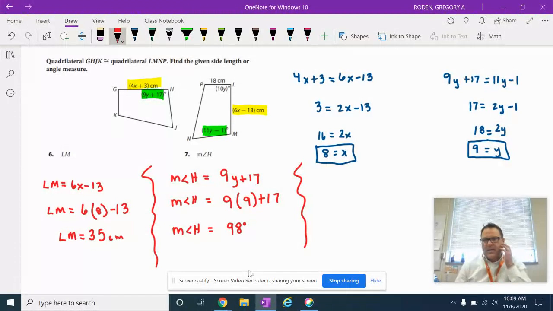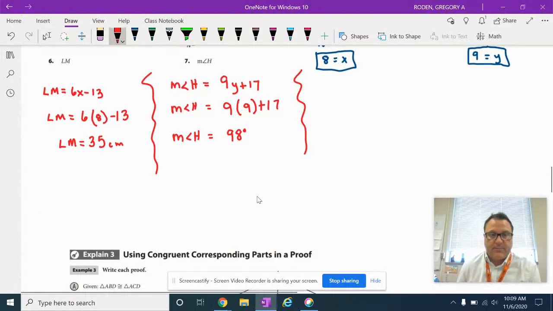Sorry about that, guys. The measure of angle H is actually equal to the expression 9y plus 17. And then I just plug a 9 in for y. So I get 81 plus 17 gives me 98. And I am done. How'd you do? Pretty good? All right, let's do another example here.